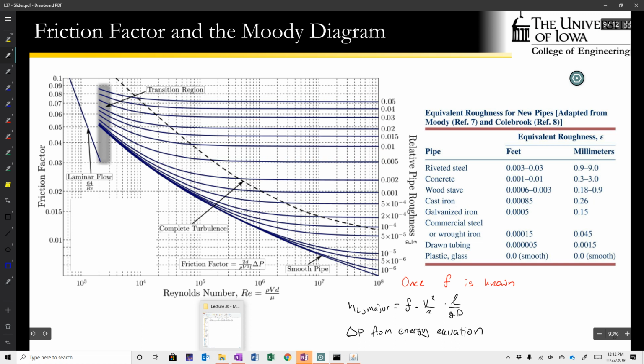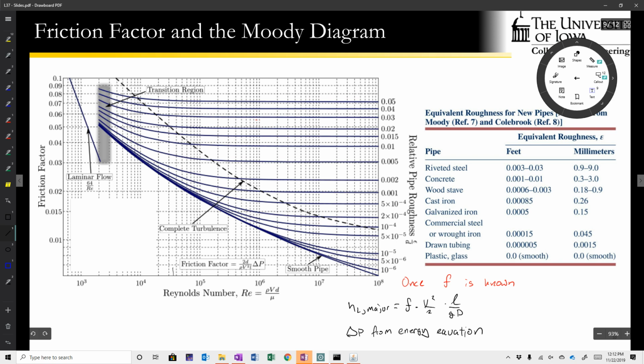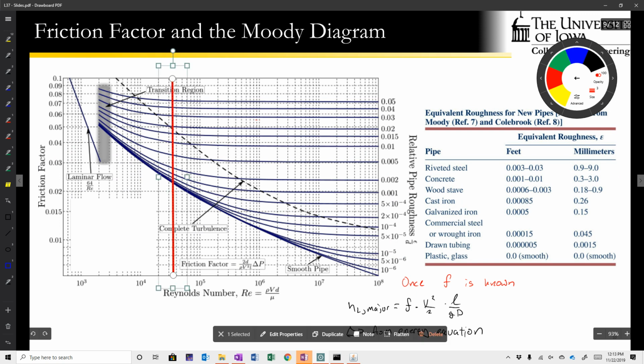And so 37,000 will put us 1, 2, 3, right about in here. Our 0.008 roughness puts us right about here between the 0.01 and 0.005. So we kind of have to interpolate between those two lines.